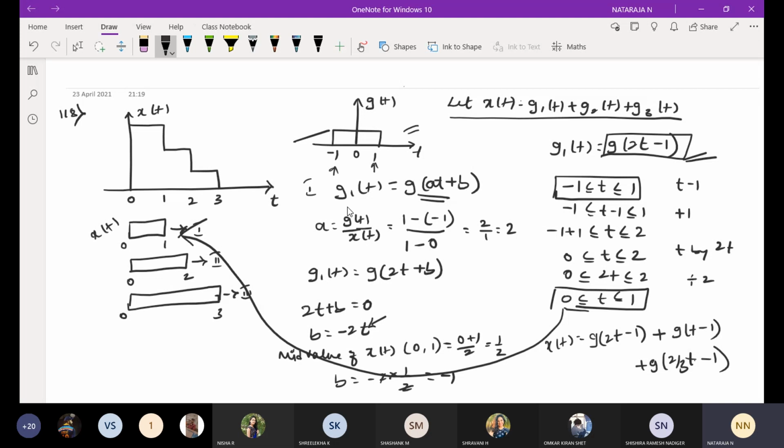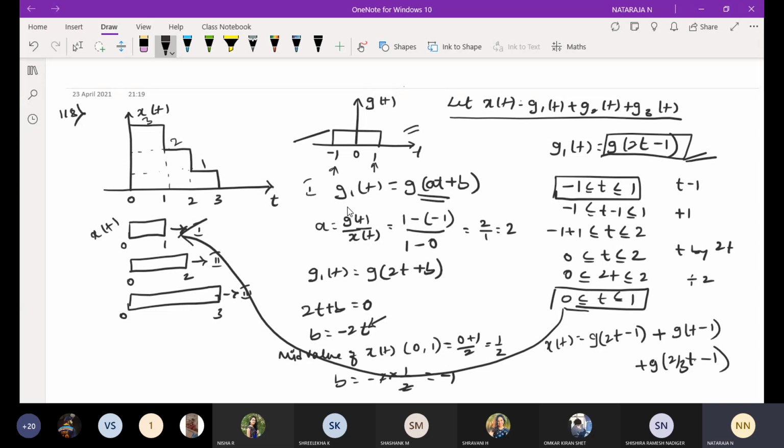Here I have divided the x of t into time slots. 0 to 1 is one time slot, amplitude of 3. From 0 to 2 is an amplitude of 2, and 0 to 3 amplitude of 1. I am going to divide into 3 different time slots like this. From 0 to 1 this one, from 0 to 2 these two, from 0 to 3 this one. I am going to consider x of t.